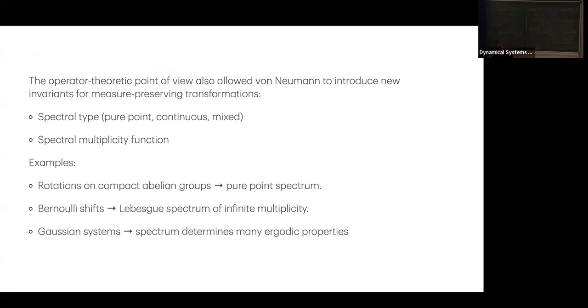This also allowed von Neumann, after Koopman had introduced his operator, to introduce new invariants for measure-preserving transformations, like the spectral type and the spectral multiplicity function. And so this is maybe one of the places where we really see things that are really known in operator theory and operator algebras being used directly in dynamics as invariants and things like this.